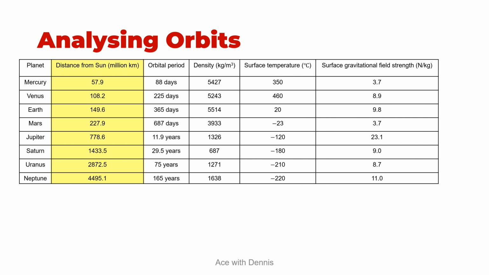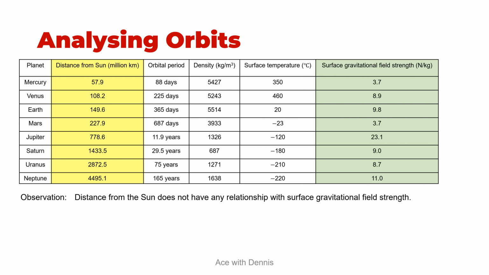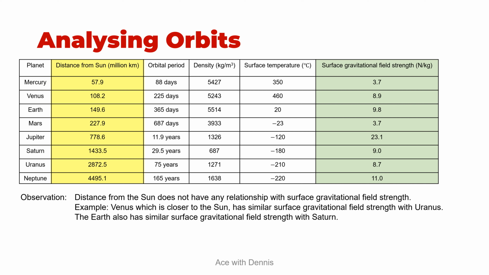And lastly, let's compare the distance from the Sun and the surface gravitational field strength. As you can observe from this table, the distance from the Sun does not have any relationship with surface gravitational field strength. For example, Venus, which is closer to the Sun, has similar surface gravitational field strength with Uranus. The Earth also has similar surface gravitational field strength with Saturn.